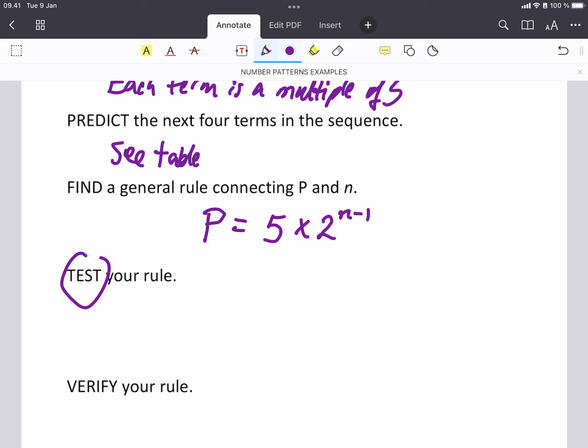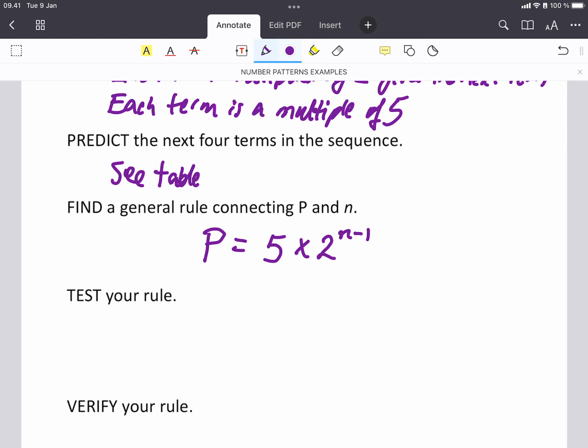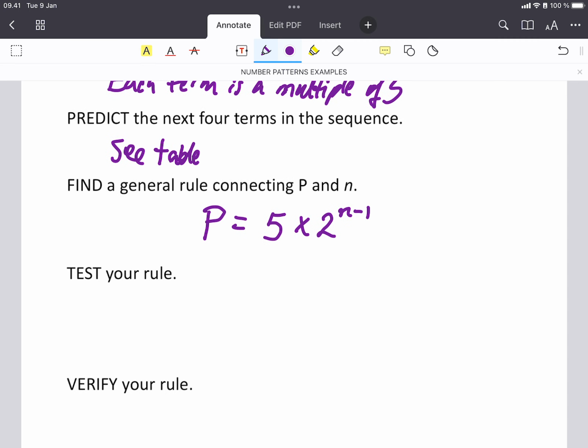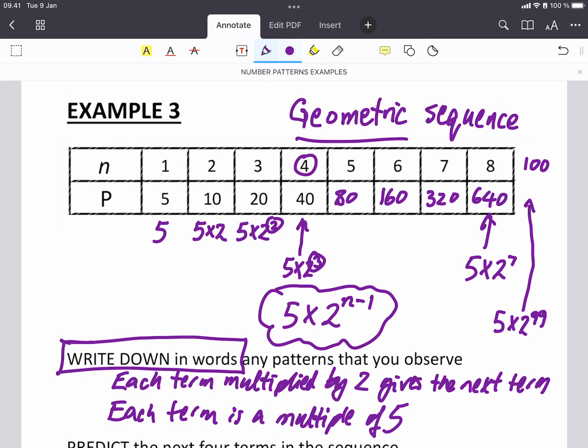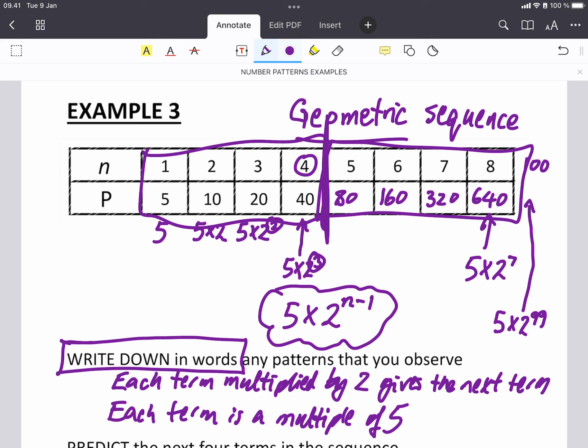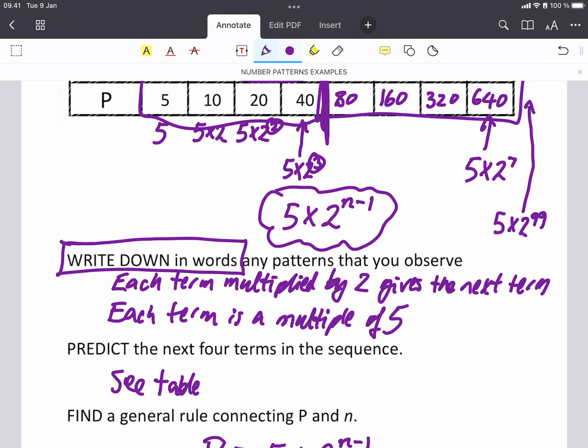Okay, so we've got the good old test and verify bits. So these always have the same structure to them. Testing it is making sure it works for the ones they gave you at the low end of the table, and then verifying it is checking that it still works for the higher ones where you predicted the values. So I'm going to test it for 3 and 4.